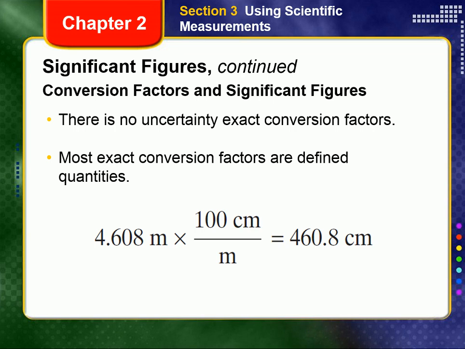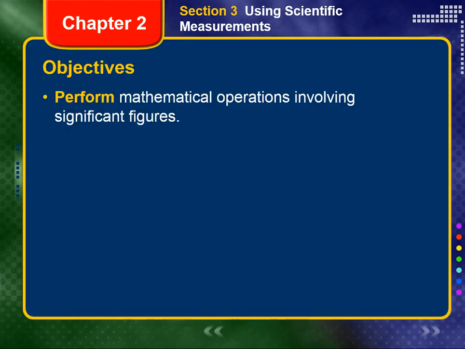Counted numbers also produce conversion factors of unlimited precision. For example, if you counted that there are 10 test tubes for every student, that would produce an exact conversion factor of 10 test tubes per student. There is no uncertainty in that factor. At this point, you should be able to perform mathematical operations involving significant figures.